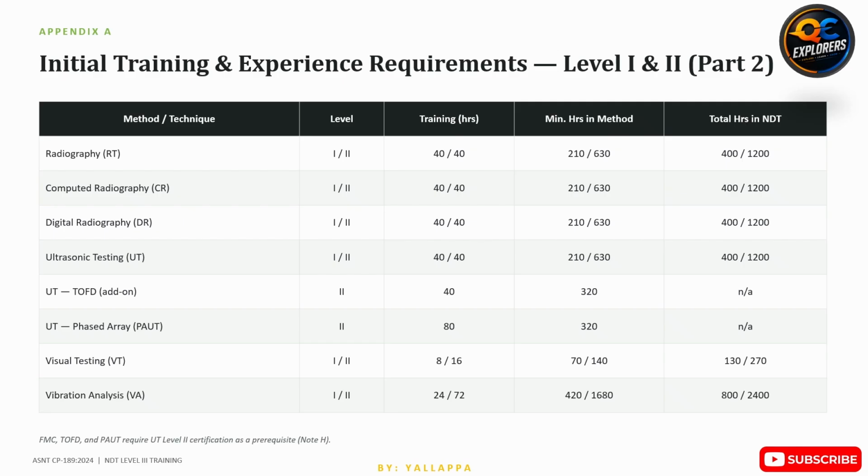These requirements ensure that inspectors can perform examinations safely while producing reliable inspection results. The next 2 methods are computed radiography, or CR, and digital radiography, commonly called DR. These techniques represent the evolution of conventional film radiography into digital imaging technologies. Instead of using traditional radiographic film, CR uses imaging plates, while DR uses digital detector panels that produce images almost instantly.